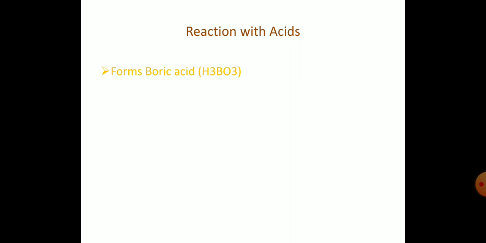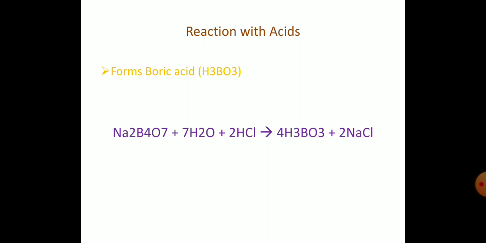The product is boric acid. What is the formula of boric acid? H3BO3 is the formula of boric acid. Okay, and the equation is given here. There are two acids we are going to take. The first one is hydrochloric acid and the second one is sulfuric acid.